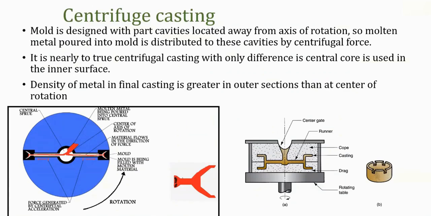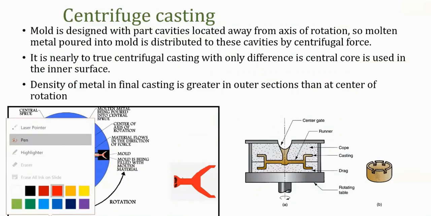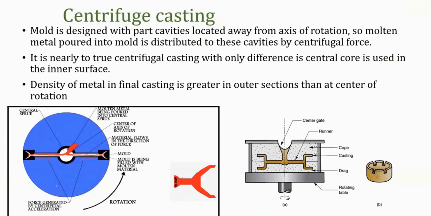Coming to the last type of centrifugal casting, it is nothing but centrifuge casting. The main disadvantage of semi-centrifugal casting is the variation of density in the casted part. To overcome that, some changes have to be carried out in the arrangement, right? So what is the difference? They have introduced the runner system in the semi-centrifugal casting process.